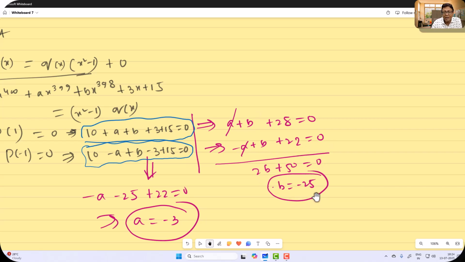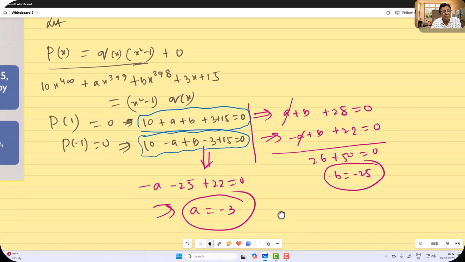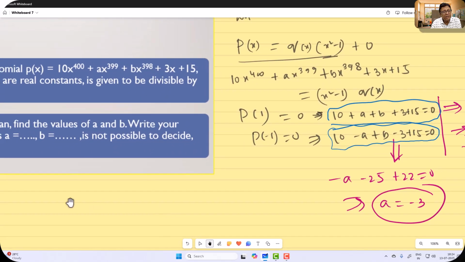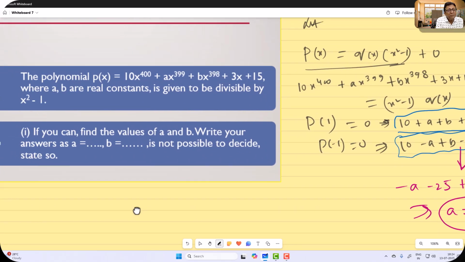You add, getting the value of b. 2b plus 30 is 0. So b is minus 15. You put b minus 15, then a is coming minus 3. So a is minus 3 and b is minus 15. Hope you have understood. This is minus 3, minus 15. This was not a difficult sum at all.